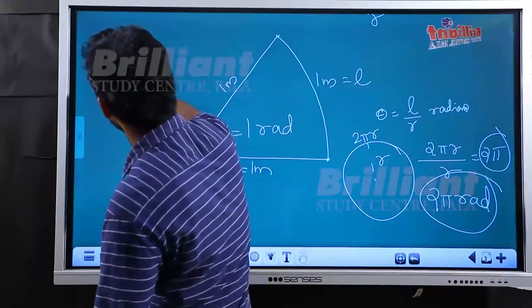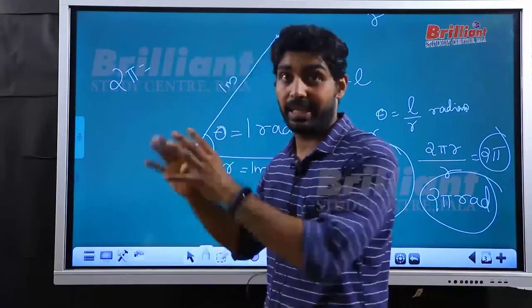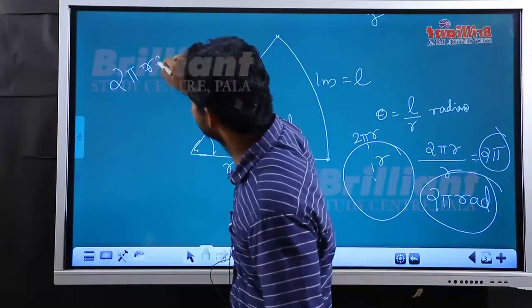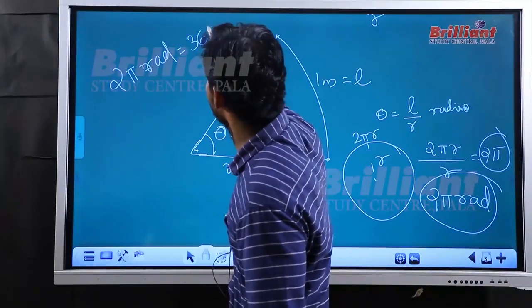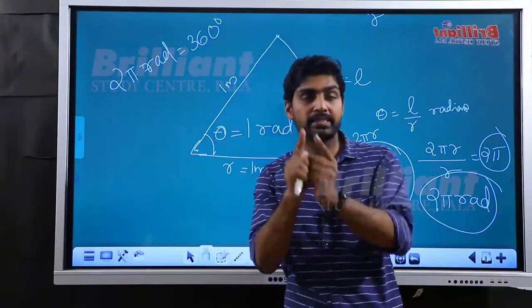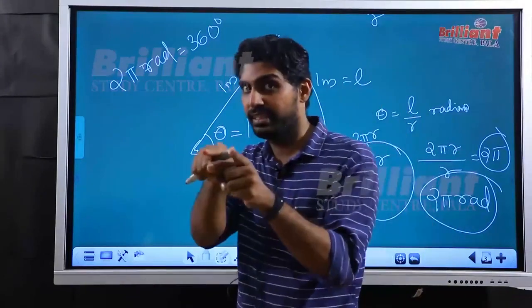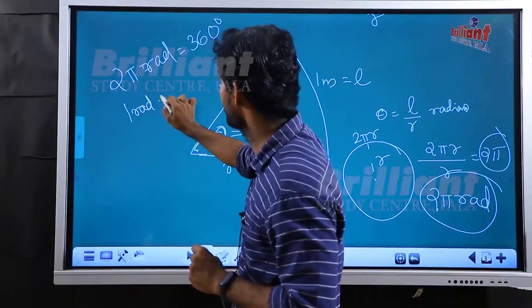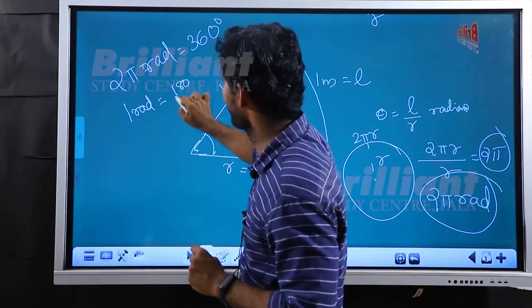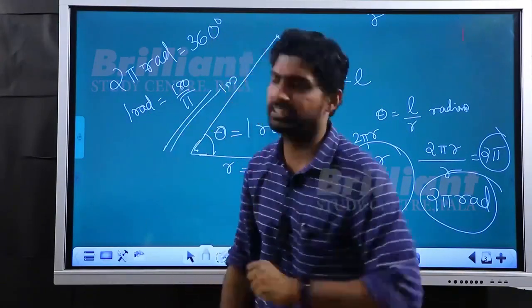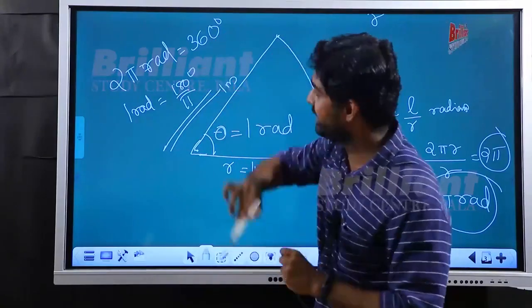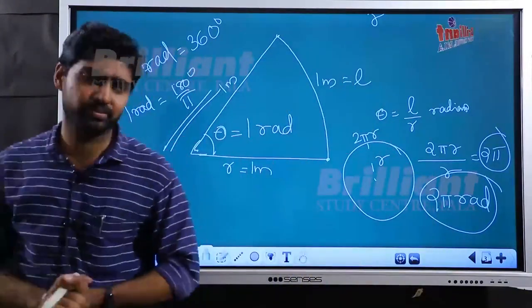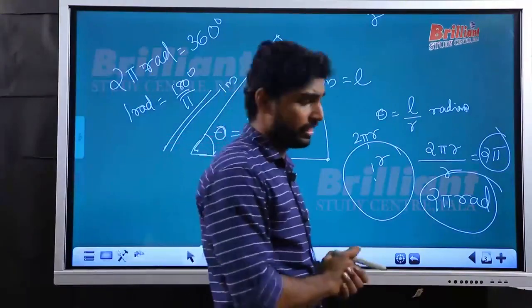So we can have a conversion factor. 2 pi radians is equal to 360 degrees. Then what is 1 radian? 1 radian is 180 divided by pi. So you can have conversion factor 180 divided by pi degrees. So you can have conversion factor between radian and the degrees.